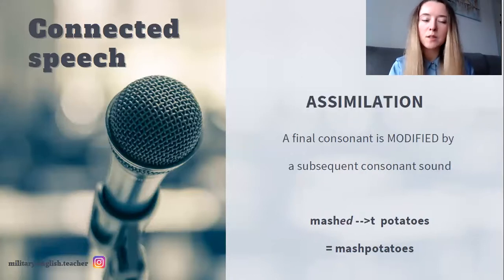Another process that happens in connected speech is assimilation, when the final consonant is modified by a subsequent consonant. For example, in this expression, mashed potatoes. Okay, so in general, we would reduce mashed to mashed, right? We don't pronounce it as the ED, obviously, but then it gets assimilated with the next consonant, P, mashed potatoes, right? We don't even pronounce this T, it's just mashed potatoes.